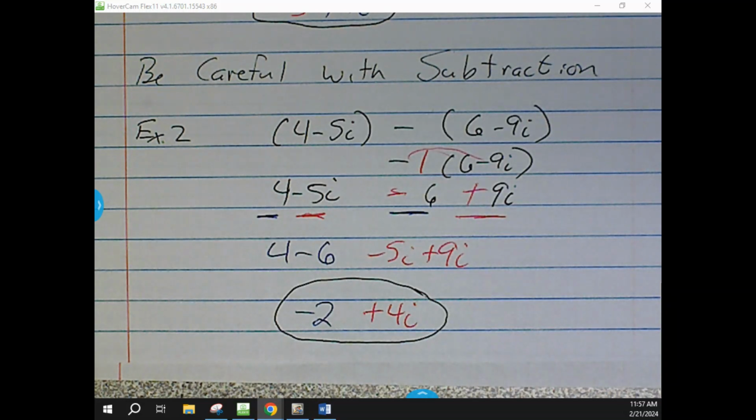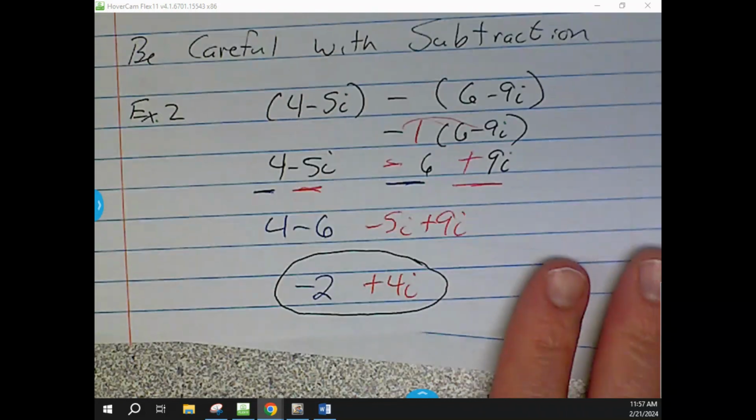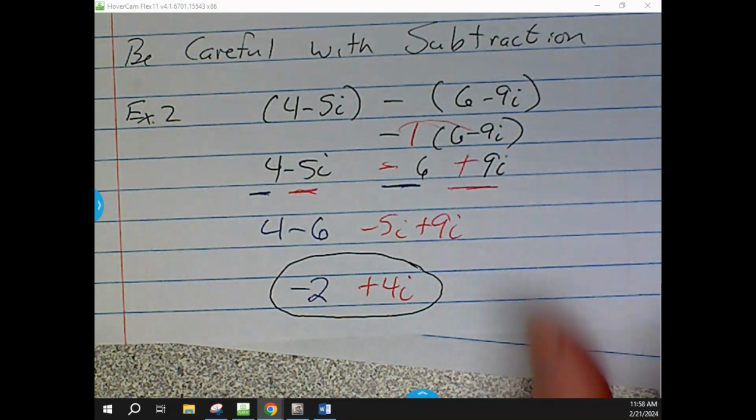All right, I'm going to give you one more subtraction one just to make sure we got it. Everybody good there? Everybody still need that one? All right, one more subtraction.